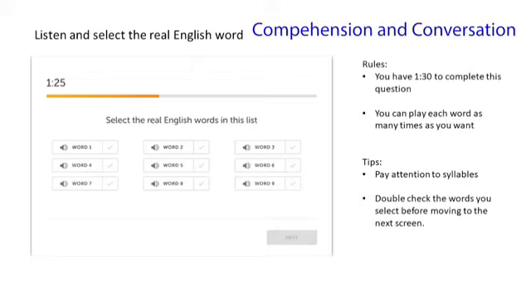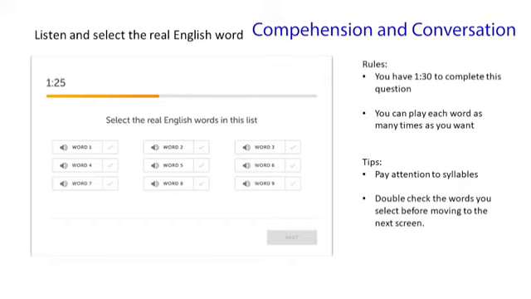I really think this question type is very difficult. It's my least favorite question type on the entire Duolingo English test. To me, what makes it difficult is I feel like different regions of English have different accents, and it's very difficult to get used to and to recognize if the person has an accent or if they're saying it incorrectly.